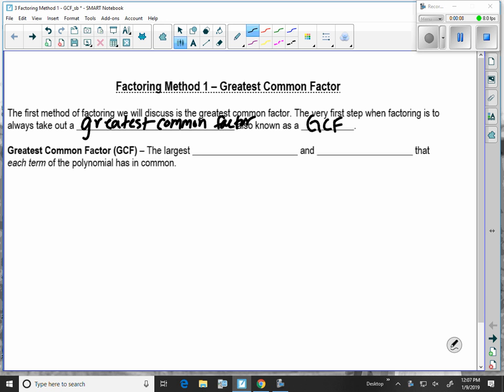Okay, and I won't usually call it greatest common factor. I'll just say GCF. That's pretty typical. Okay, so a greatest common factor, or GCF, is the largest number and exponent, with a variable, that each term of a polynomial has in common. So it's something that is in common in every single term. It's the biggest number, the biggest exponent on a variable.